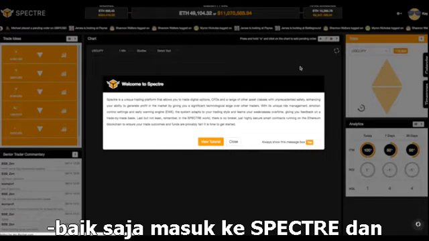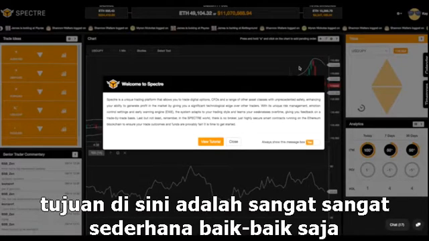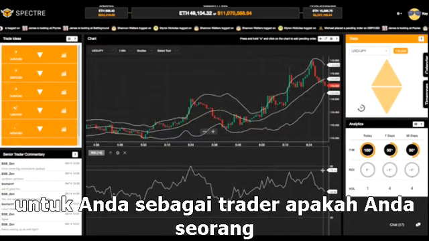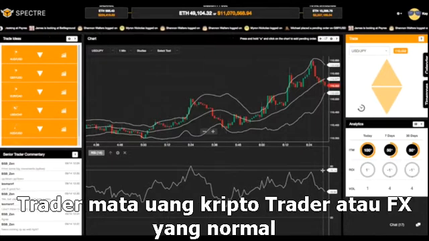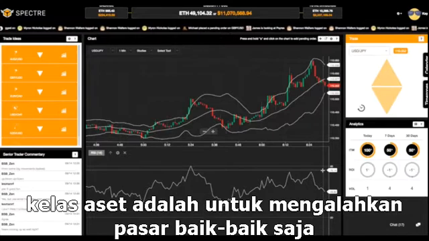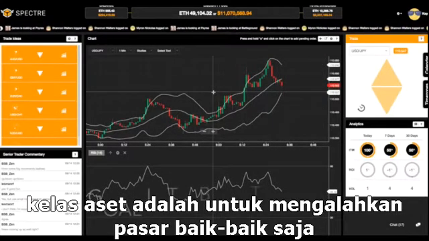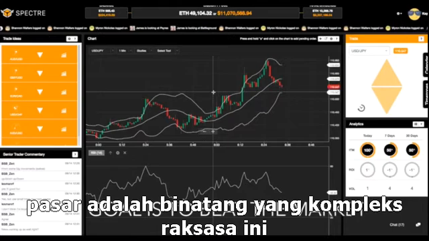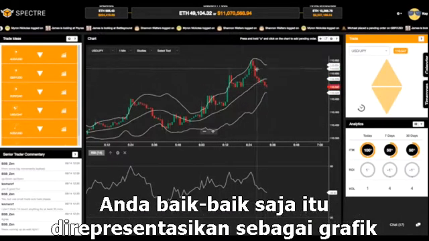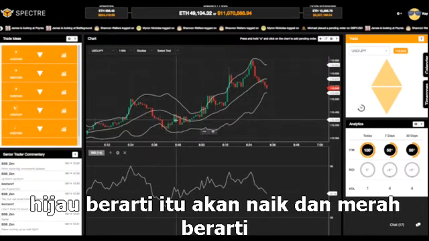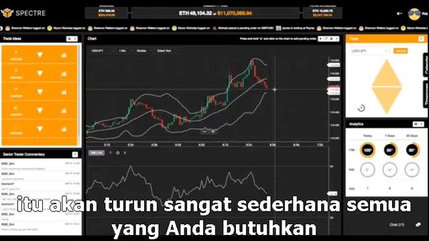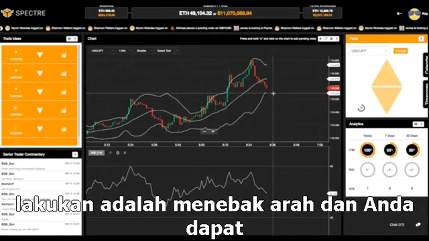Alright, just logging into SPECTRE. And the goal here is very, very simple. For you as the trader, whether you are a cryptocurrency trader or a normal FX trader, or you want to trade any sort of asset class, it is to beat the market. The market is this giant complex beast, and you see it right here in front of you. It's represented as a chart. Green means it's going up, and red means it's going down. Very simple. All you need to do is guess the direction.